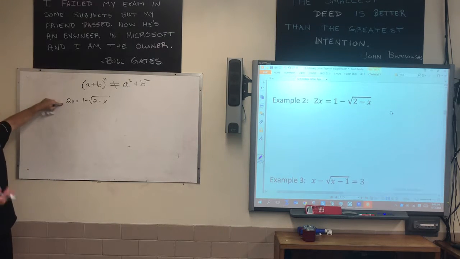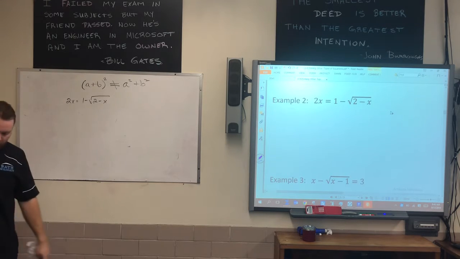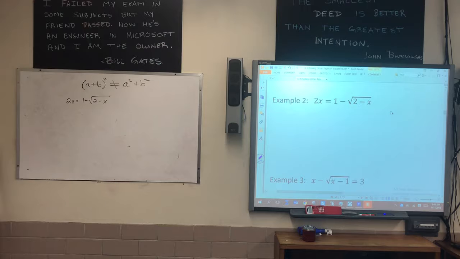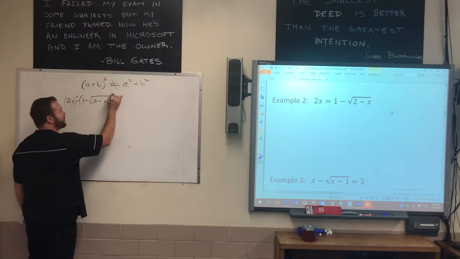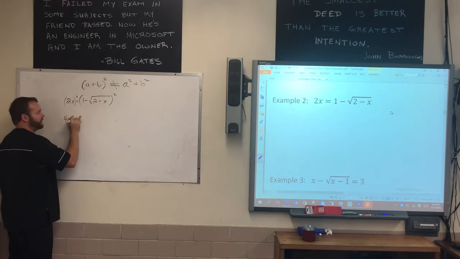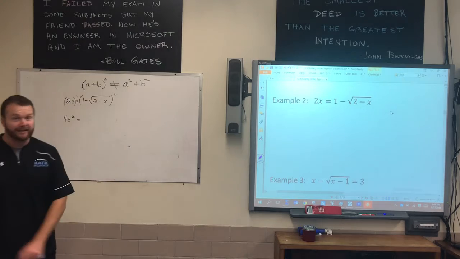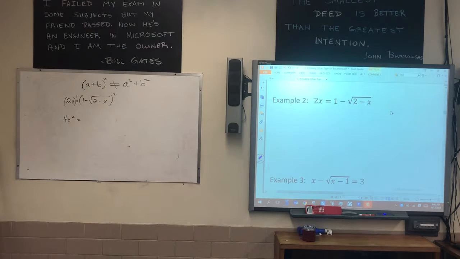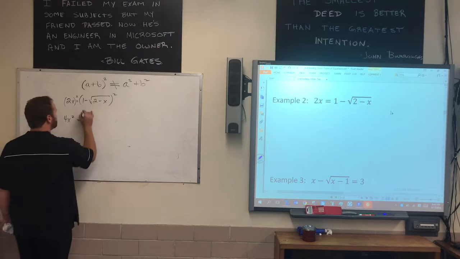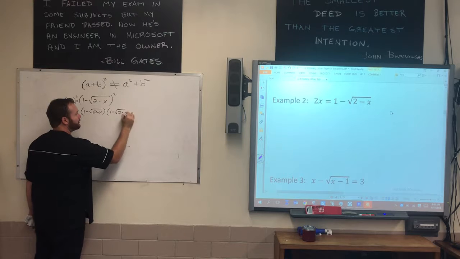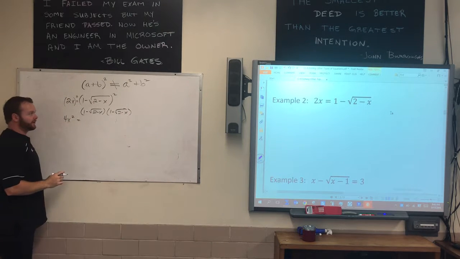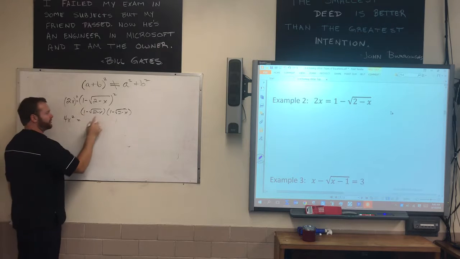But I want to show you why it's necessary to isolate. Because when we square things, we're trying to make things look simpler, right? Trying to get rid of the roots. Well, if I just square the left-hand side, and then just square the right-hand side, the left-hand side gives me 4x squared, right? Right-hand side, how many terms do you have there? You have 2, right? The 1 and then the root. So you've got a binomial, and if I want to square that binomial, it should look something like this.